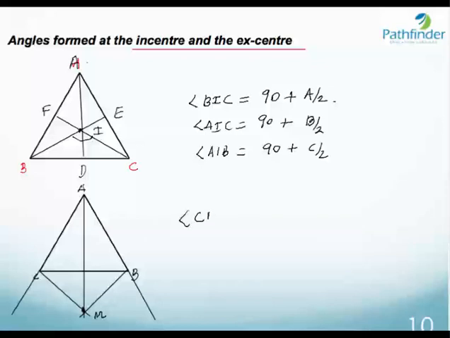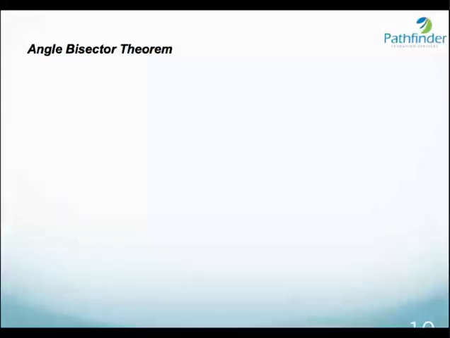Angle CMB is equal to 90 minus A by 2. And we can similarly write down the formulas for all the other three angles formed at the excentres. Now we take a look at one very important theorem, the angle bisector theorem.